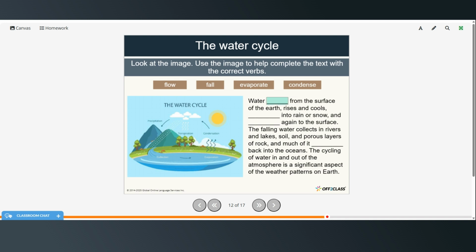All right, so water evaporates from the surface of the earth, rises and cools, and condenses into rain or snow, and falls again to the surface. The falling water collects in rivers, lakes, soil, and porous layers of rock, and much of it flows back into the oceans. The cycling of water in and out of the atmosphere is a significant aspect of the weather patterns on Earth.